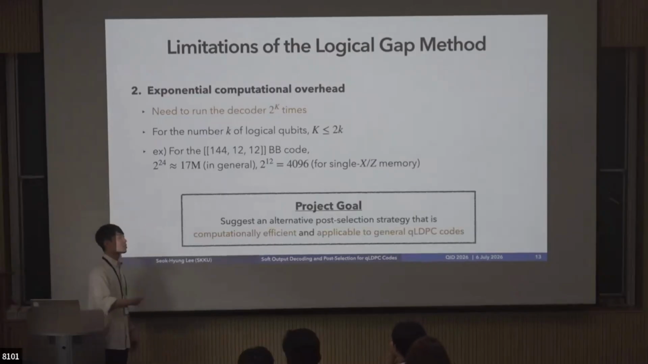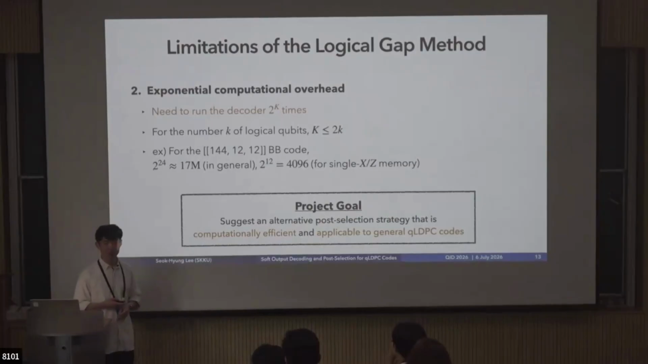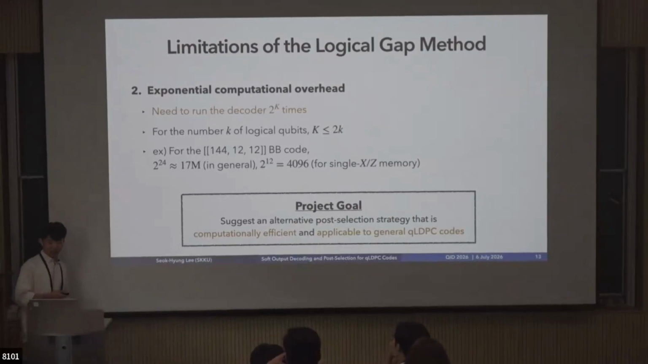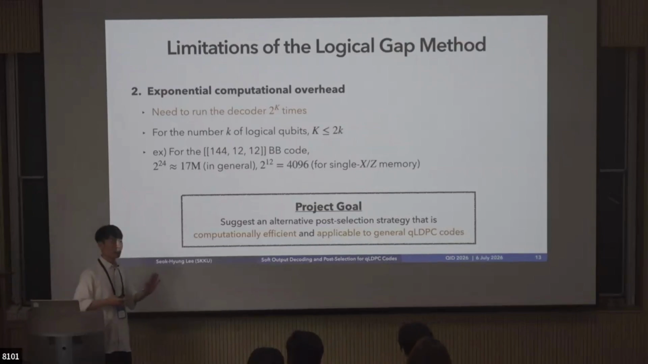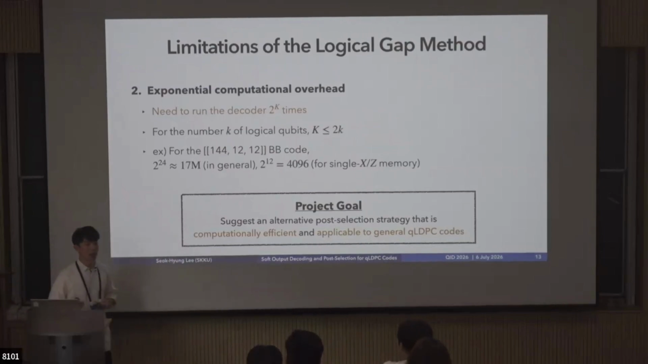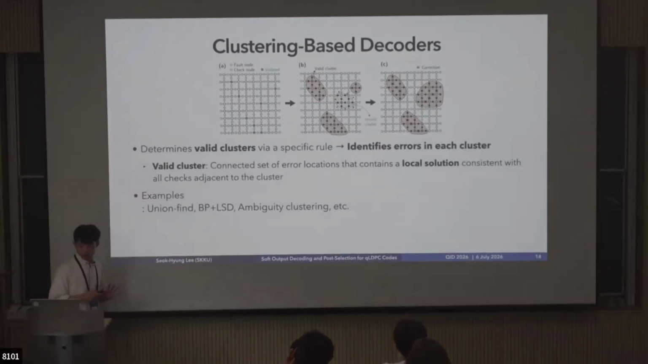So the goal of my project was to suggest an alternative post-selection strategy that is computationally efficient and applicable to general quantum LDPC codes. Actually, I took a lot of time to explain the background. One reason might be that our strategy itself is not that theoretically justifiable. It's just some heuristics. So I wanted to share the theoretical insights more than that.